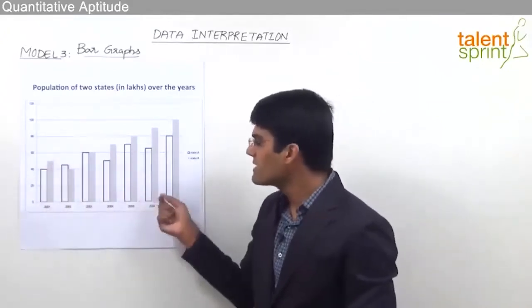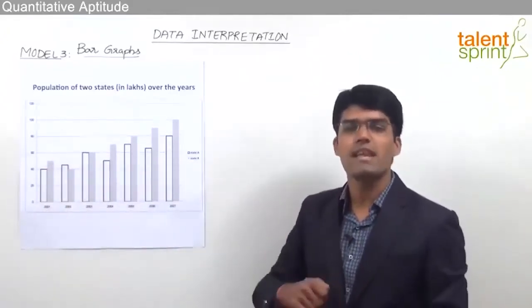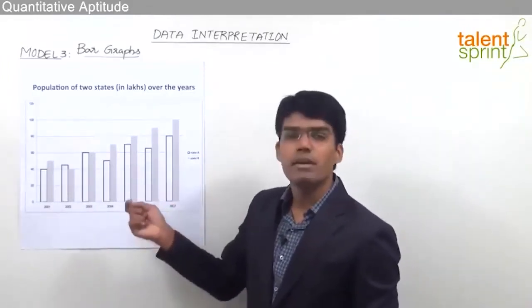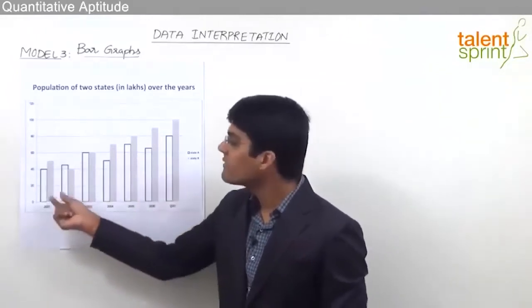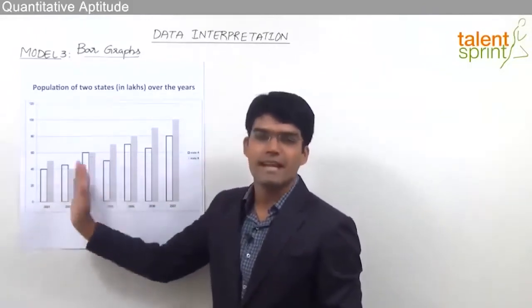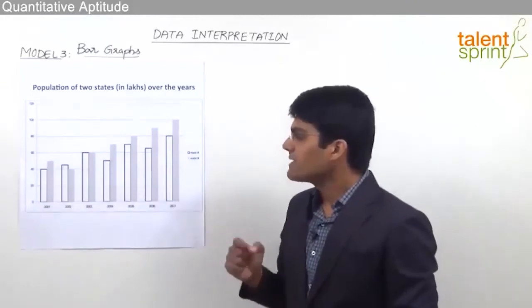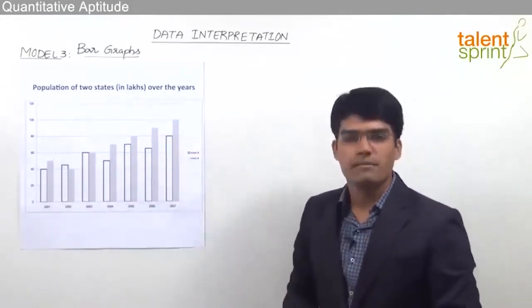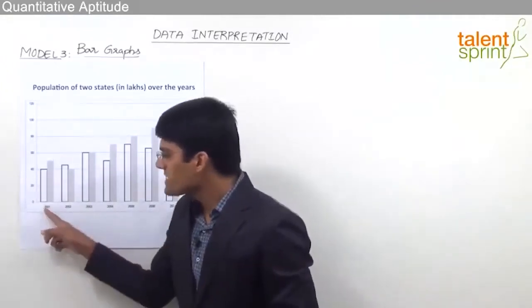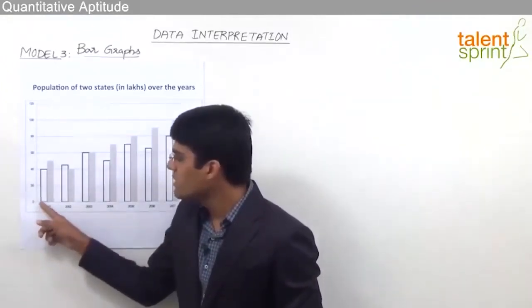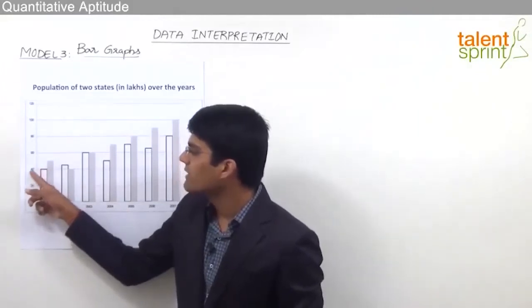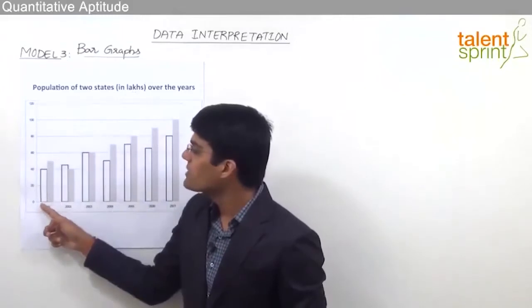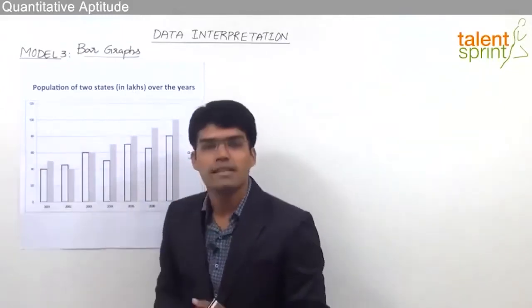So for each of the years, we can find out the population of state A and state B from the given bar chart. And as you can see, this is a multiple or clustered bar graph. That is, we have two bars for two different states at each of the points. Now let us understand what is the population of state A and state B for various years from the given graph. For example, the population of state A in 2001, the bar extends up to 40, and as given in the information, the values are in lakhs. So we can say that the population of state A in 2001 is 40 lakhs.